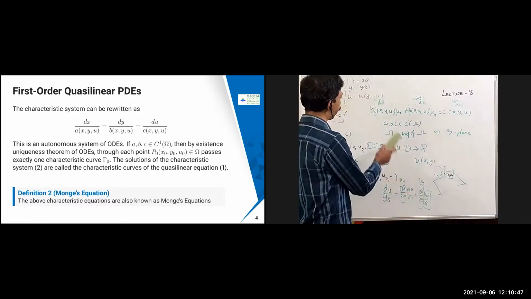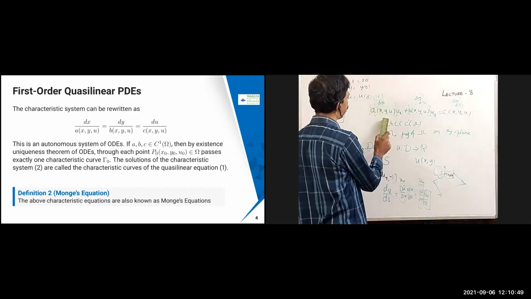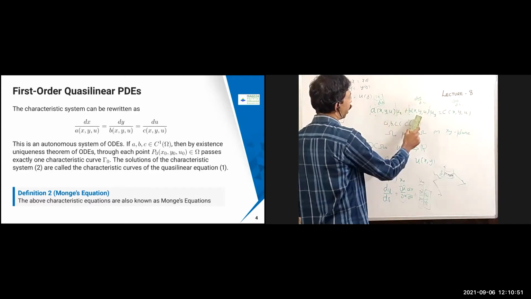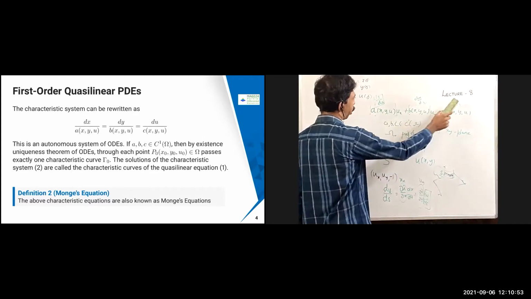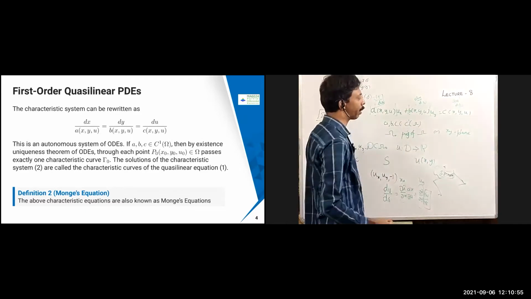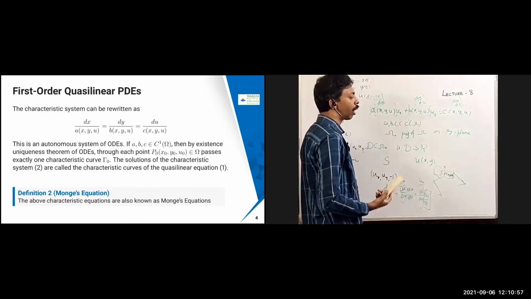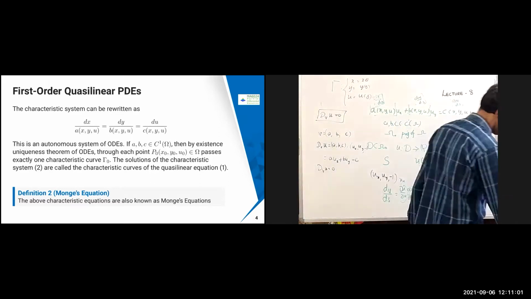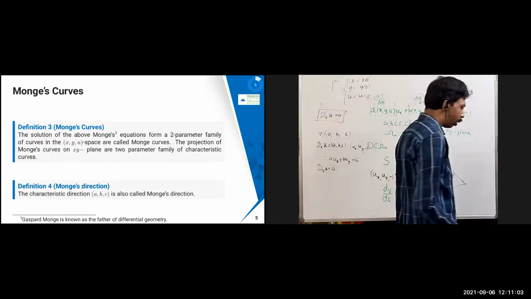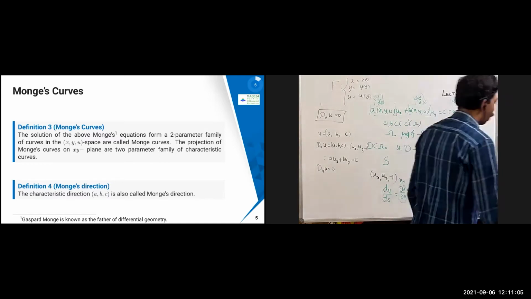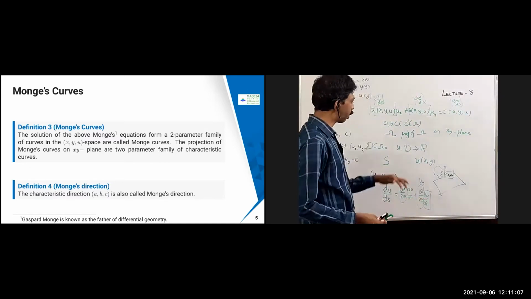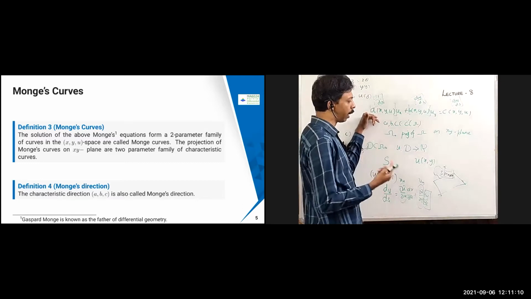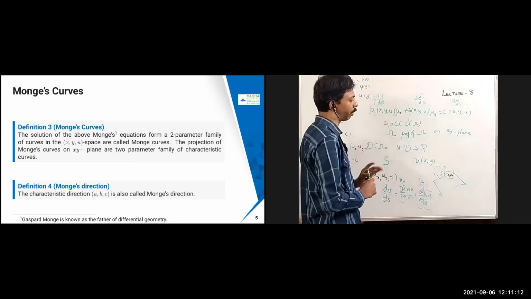This characteristic equation, dx by ds equal to a of x, y, u; dy by ds equal to b of x, y, u; du by ds equal to c of x, y, u, is also called Monge's equation. Next is the Monge curve. Suppose you have a solution for this Monge's equation.